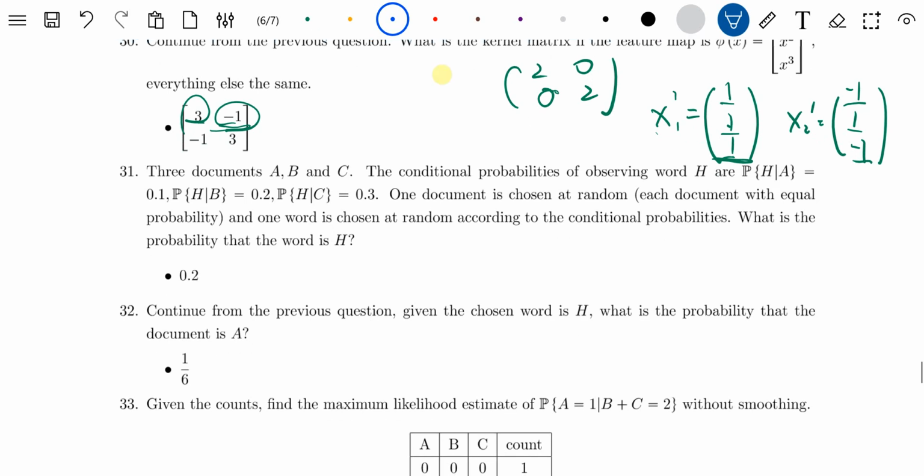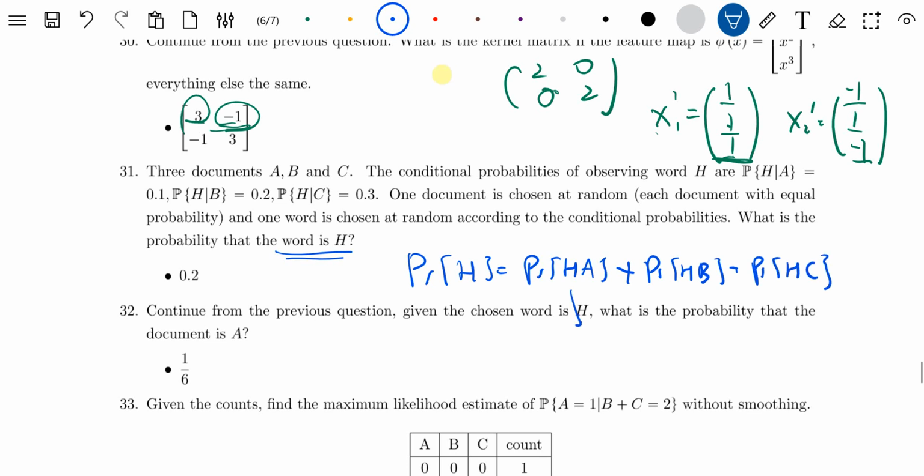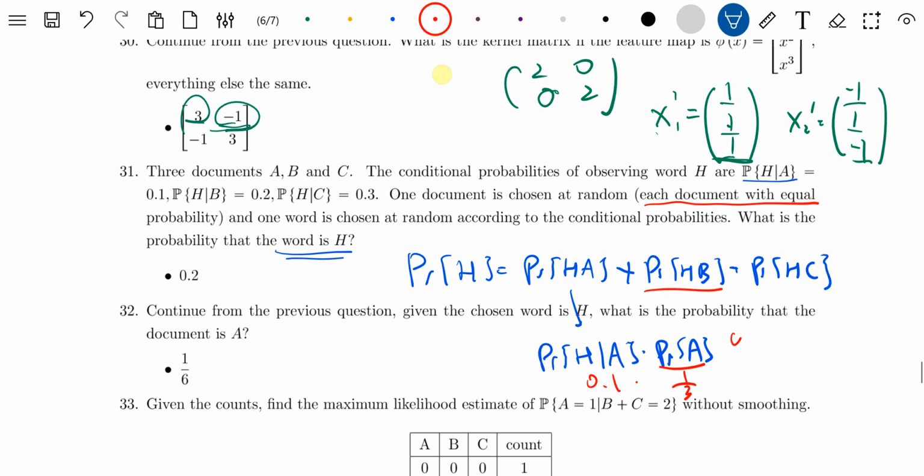Okay, so the next one is Bayes rule. The first part of the question is just asking the probability of observing an H. So you just marginalize this. It's probability of HA plus probability of HB plus probability of HC. Each one you can do using the conditional probabilities, with probability of A, and similar for the other ones. So H given A, all of these are given in the question. So this is 0.1 times probability of A. Each document is chosen with equal probability, and there are 3 of them, so each one is 1 over 3. And this one similarly is 0.2 times 1 over 3, this one is 0.3 times 1 over 3. You add them up, you get 0.2.